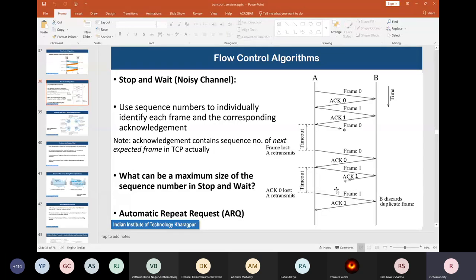Similarly, for frame 1, the other situation happens, a complementary situation where the acknowledgement gets lost. However, the sender, A, has no way of knowing what happened, whether the data got lost or the acknowledgement got lost. So it resends frame 1.